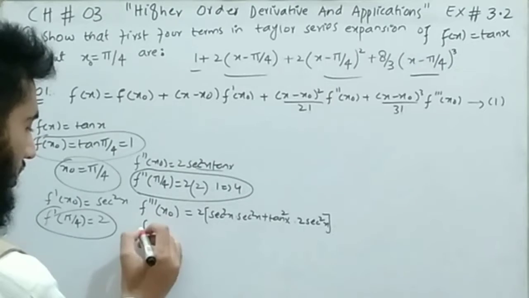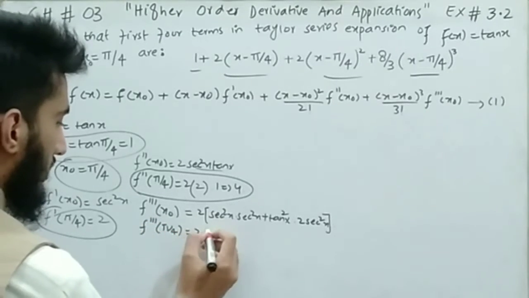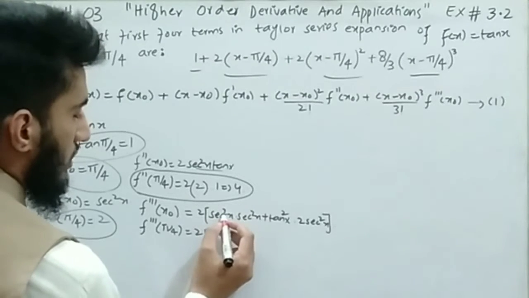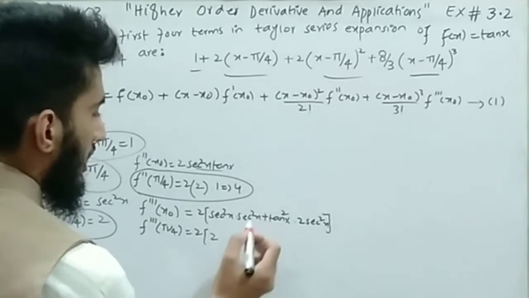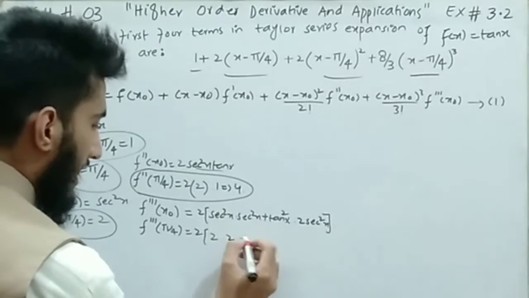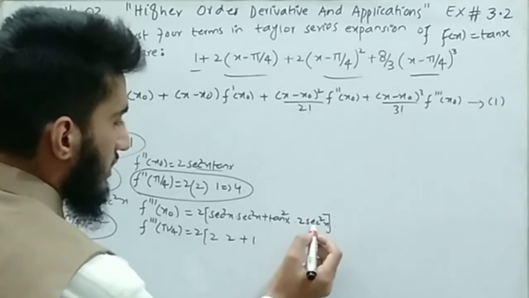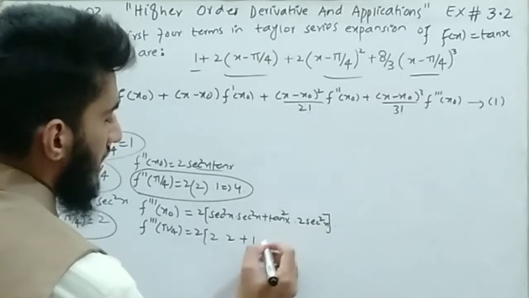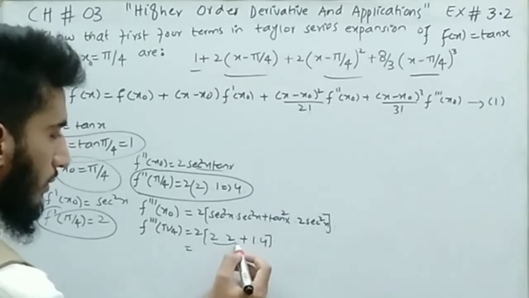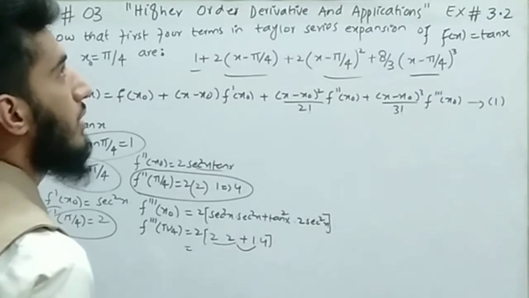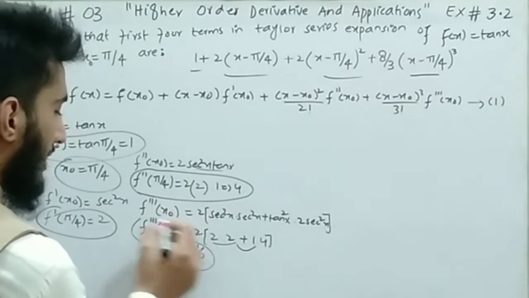Now at pi by 4, f triple prime of pi by 4 will give us 2 into secant pi by 4, which is root 2, whole square, which gives us just 2. This will also give us 2 plus 1, because tangent pi by 4 is 1. 2 into it, 2 multiplied by 2 will give us 4. So the result will be 2 into 2 gives us 4. 4 plus 4 gives us a value 8. 8 multiplied by 2 will give us 16. This is f triple prime of pi by 4.